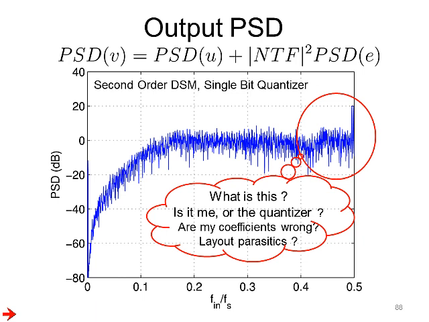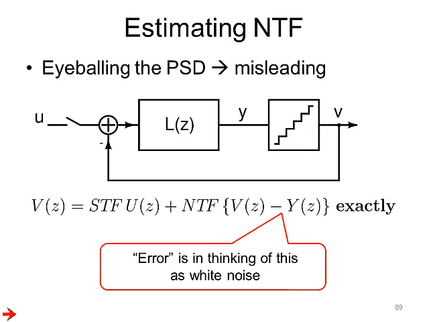This is an ideal second order delta sigma modulator with a single bit quantizer. Now I'm looking at the spectrum and I see strange things happening. There are tones at fs by 2. As a designer who's designing his first delta sigma converter, I'm thinking, is this me? Is this the quantizer? Is it layout parasitics? Is it my op amps are not good enough? What is going on? Eyeballing the output power spectral density can be misleading, because often the PSD has so much variance that it's impossible to discern what is happening in the modulator.